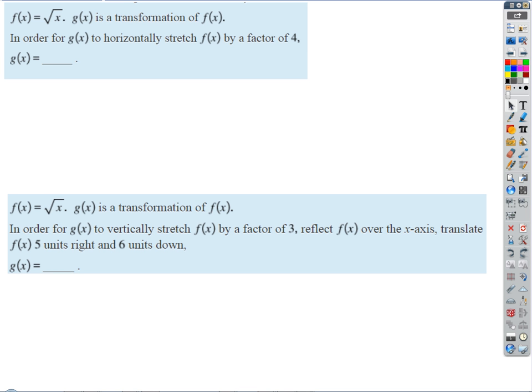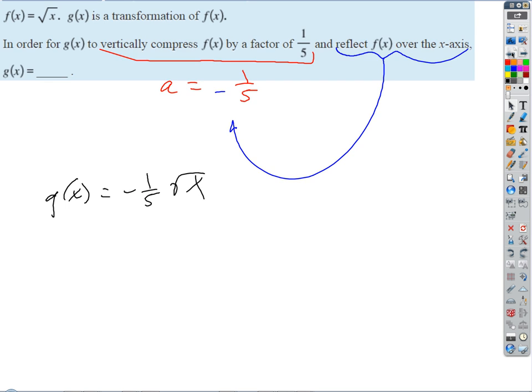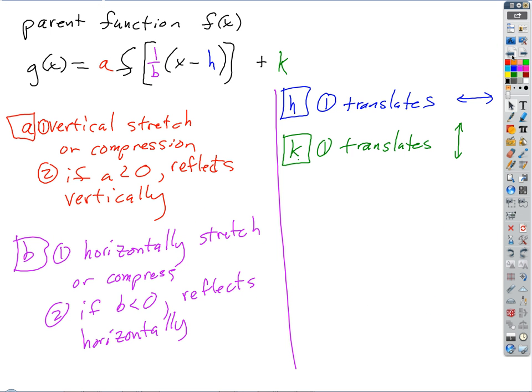Okay, let's have a look. All right, so what are we doing here? We're trying to write the transformation equation for this situation where we want to take f of x, which is a square root of x function, and do that to it. What's that going to change? We're going to call that new function g of x, but what's that going to be? It's going to be different than just the parent function, square root of x. So this goes back to the discussion we had yesterday.